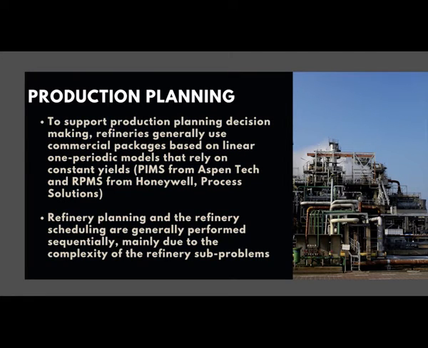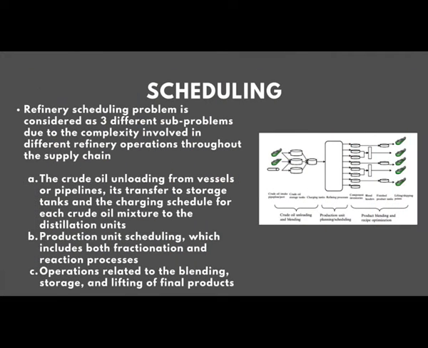Refinery planning and refinery scheduling are generally performed sequentially, mainly due to the complexity of the refinery sub problems. The refinery scheduling problem is considered as three different sub problems due to the complexity involved in different refinery operations throughout the supply chain. Number one, the crude oil unloading from vessels or pipeline, its transfer to the storage tanks and the charging schedule for each crude oil mixture to the distillation unit. So that is the very upstream segment of the refinery process, that is unloading the crude oil from the ships to the crude oil storage tanks and from there feeding to the refining units.